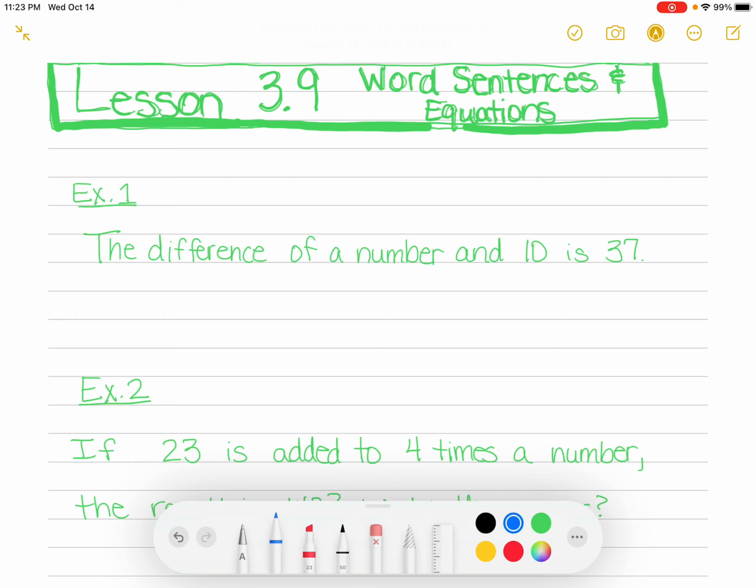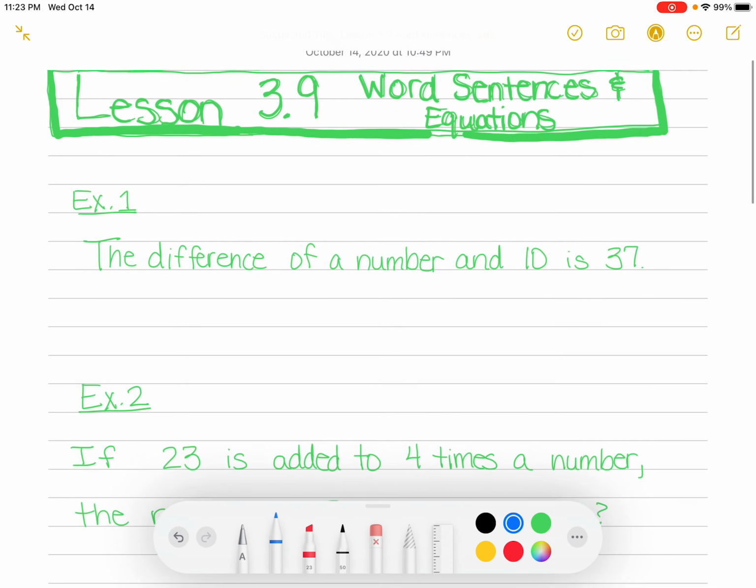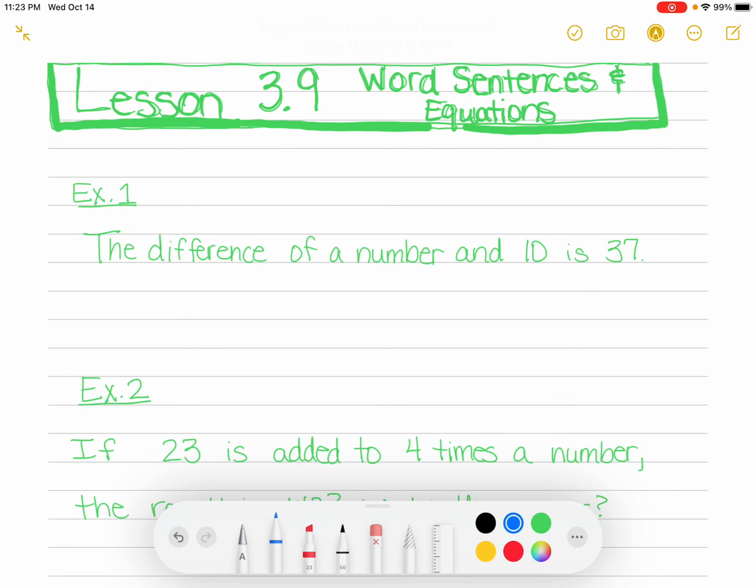Okay, so example 1, it says the difference of a number and 10 is 37. So make sure that you write this down. If you need to hit pause, then go ahead and hit pause. Okay, we have a couple of things here. How I like to show students to do these problems is to just go through the sentence and write what we're going to write above it. The easy ones are to write 10 and 37 above it because that's where those are going to go. So we have this word right here, difference.